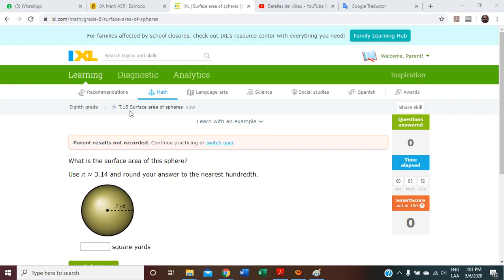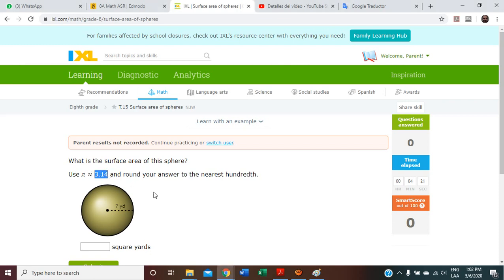In the previous activity, we learned how to get the volume of a sphere, the volume, I mean what is inside of this sphere. Now we're going to get the surface, which surrounds the sphere. In order to do this, we are going to use pi as 3.14.